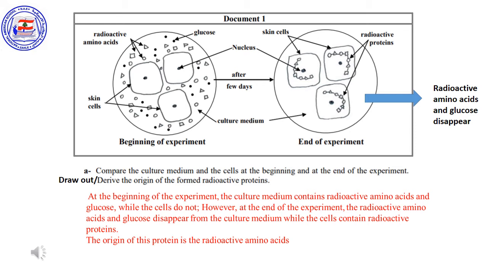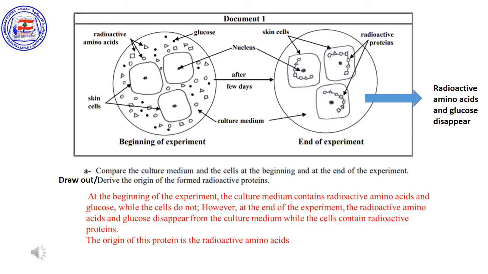So when you want to compare the culture medium to that of the cells at the beginning of the experiment and at the end of the experiment: at the beginning, the culture medium contains radioactive amino acids and glucose while the cells do not. However, at the end of the experiment, the radioactive amino acids and the glucose disappear from the culture medium while the cells contain radioactive proteins.